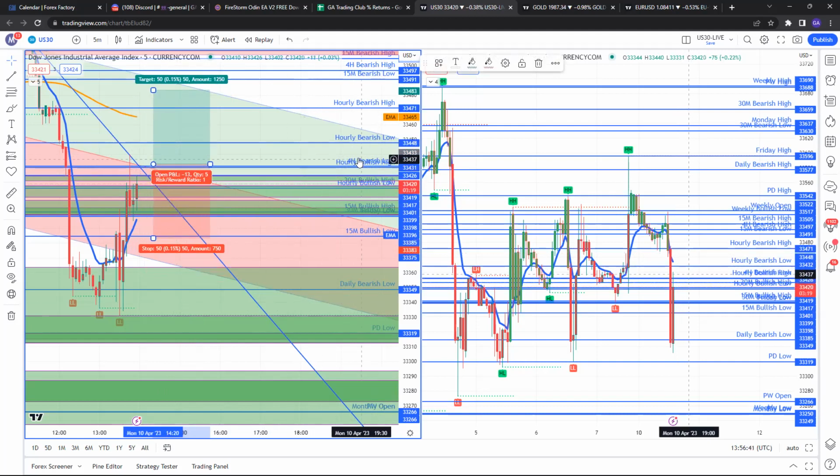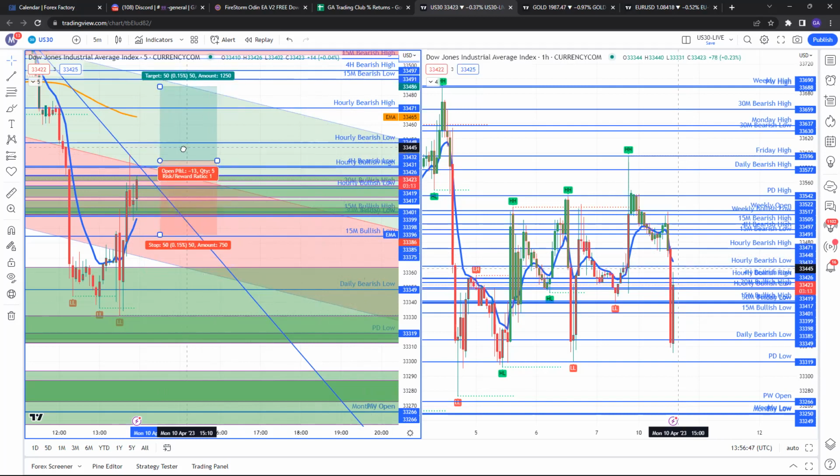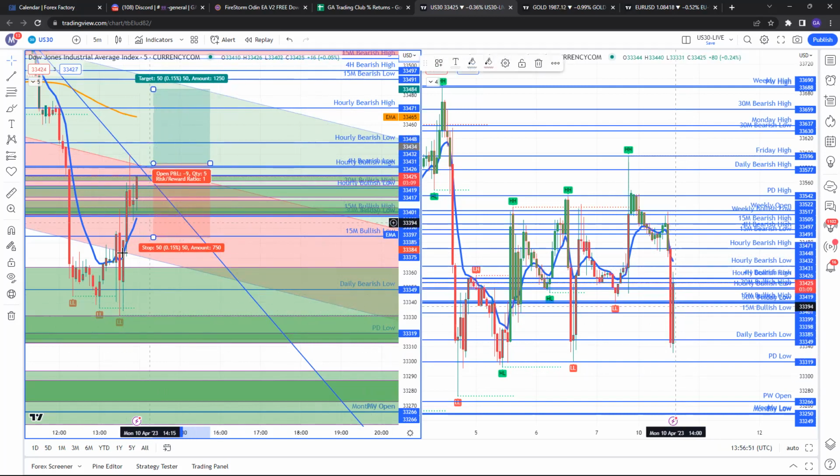The only other thing, we do have also a 4-hour bearish high around that zone. So this trade might also be a little bit risky. But right now, due to all these demand zones that US 30 is in, to me, I'm looking for buys on US 30, but I have to wait for closure above the trend line and retest of the trend line.